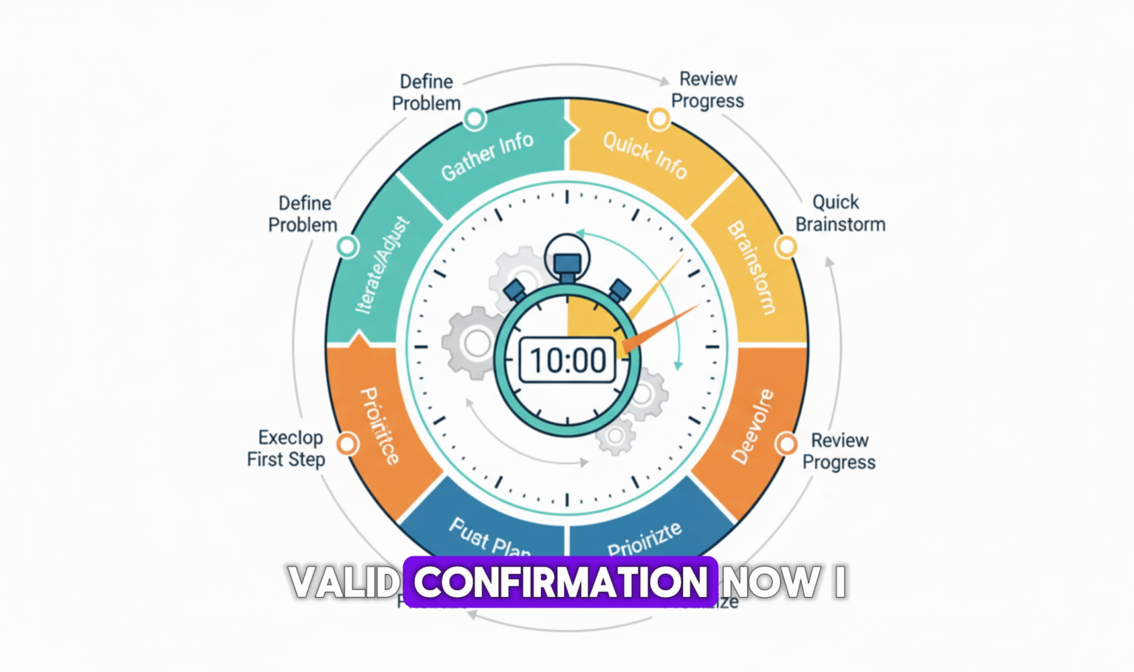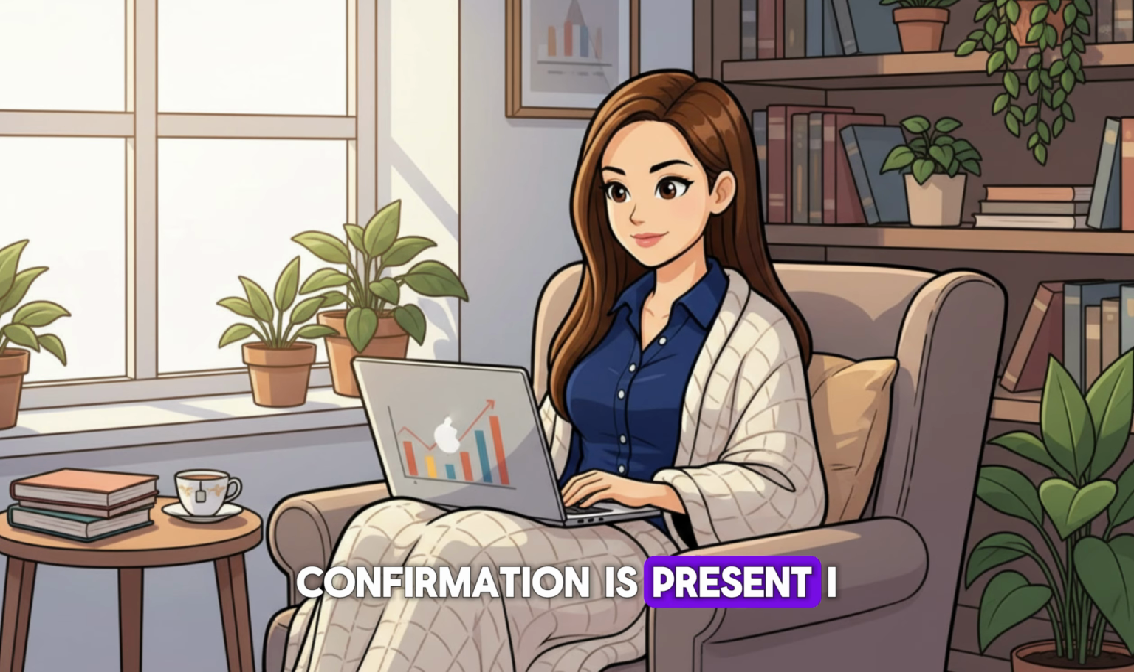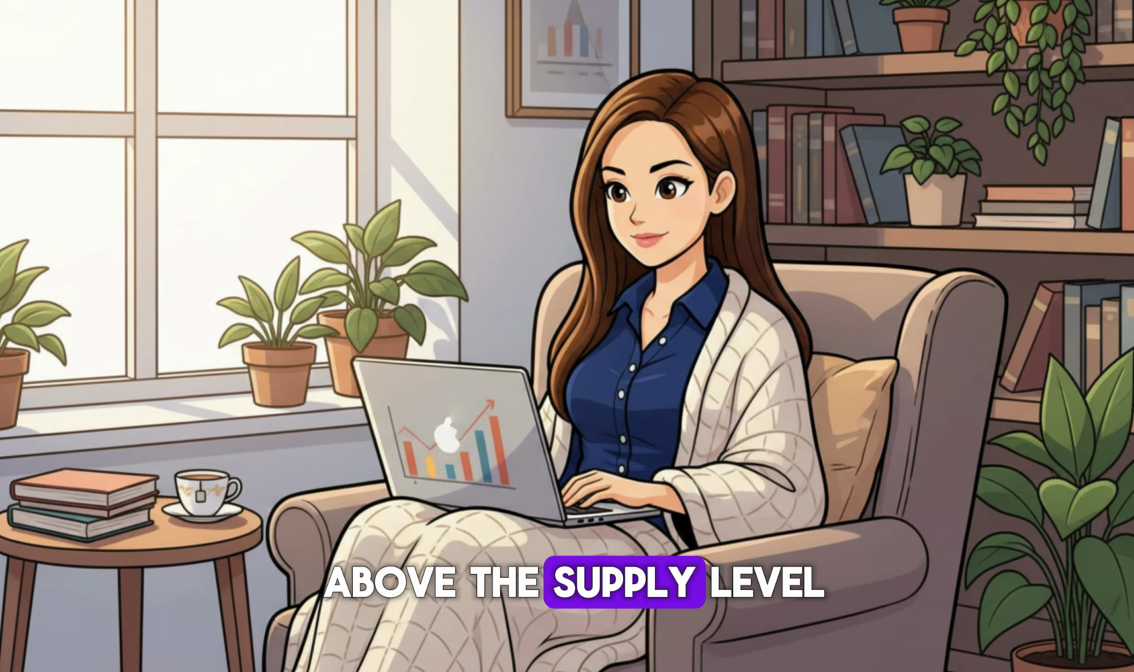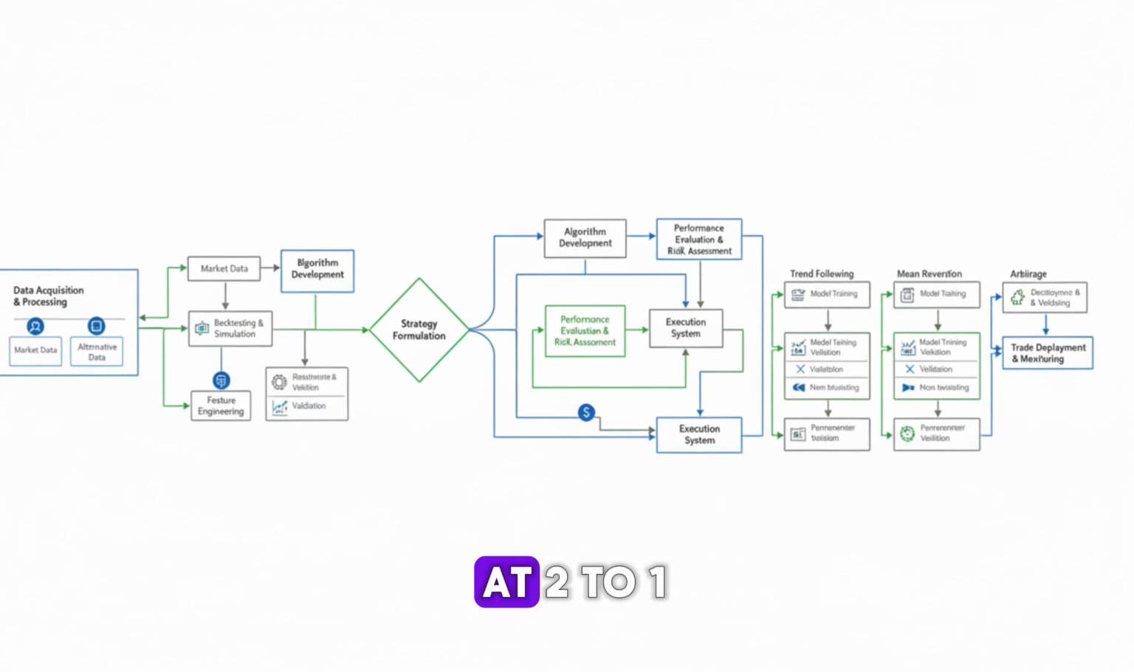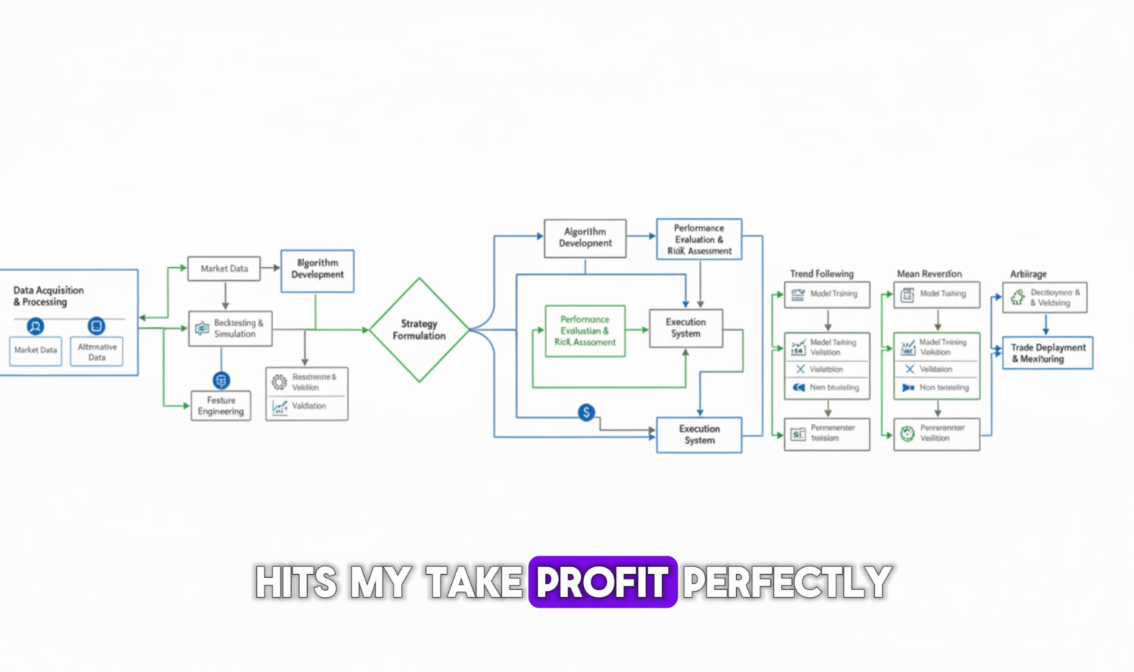Valid confirmation. Now I have all three. Structure is bearish. Price is at a high probability level. Confirmation is present. I take the short trade. Stop loss goes slightly above the supply level. Take profit is set at 2-to-1 risk reward. Price moves down and hits my take profit perfectly.